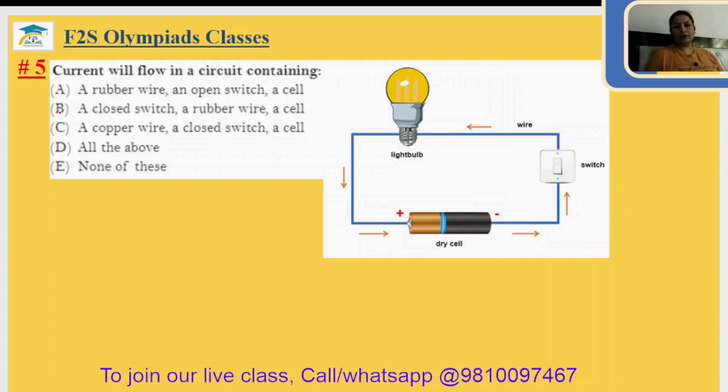Question number 5. Current will flow in a circuit containing a rubber wire, an open switch and a cell. Rubber wire is a bad conductor of electricity. That's why electricity cannot flow. A closed circuit, a rubber wire and a cell. No. Rubber wire, bad. Copper wire, closed circuit, a cell. Yes. Copper wire is your good conductor of electricity. The fifth answer will be C.